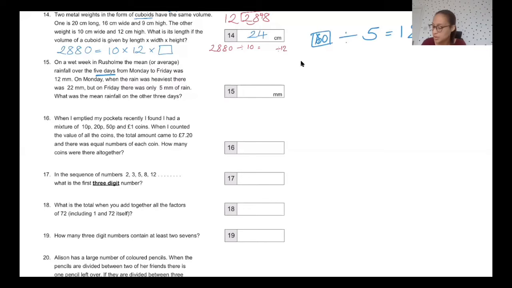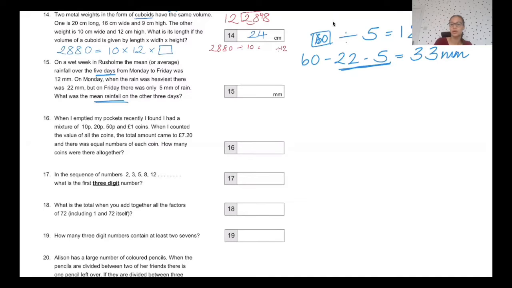On Monday, it was 22. On Friday, it was 5. We want to know how much rain fell over the other 3 days. So I'm going to take away 22 and take away 5. 60 take away 27 is 33 millimetres. So on Tuesday, Wednesday, and Thursday, the amount of rain in total was 33 millimetres. That's what they add up to. But it wants to know what the mean rainfall on the other 3 days was. How do I figure that part out?